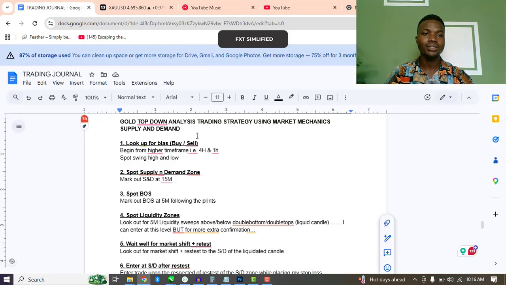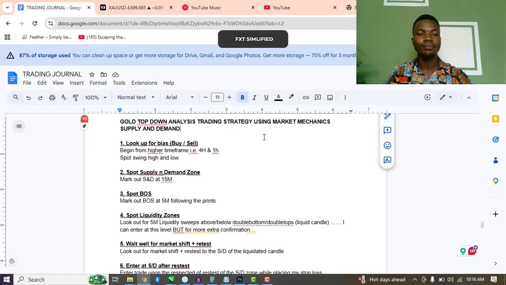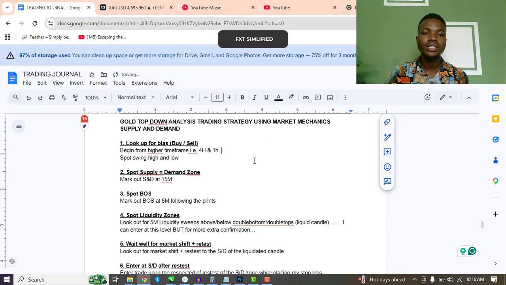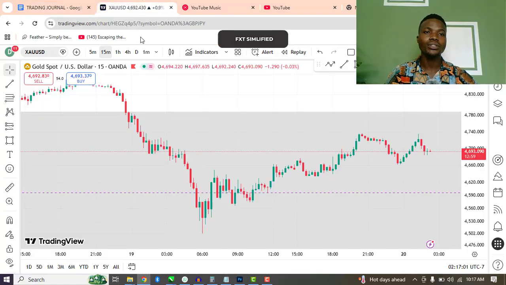As you can see, this is my trading journal. This is my confluences before I enter a trade. This is what I'll be using, so you can also learn how I enter my trade. Considering the bias, I'm looking to buy. Let us see what price is doing.